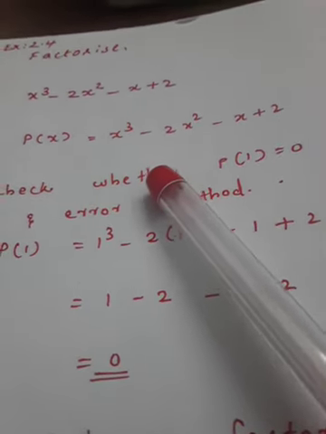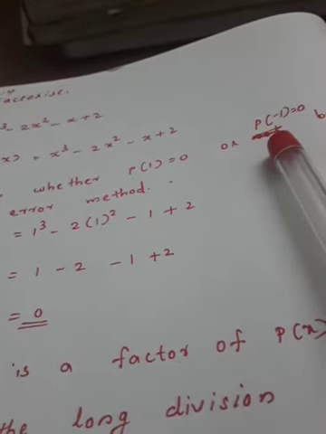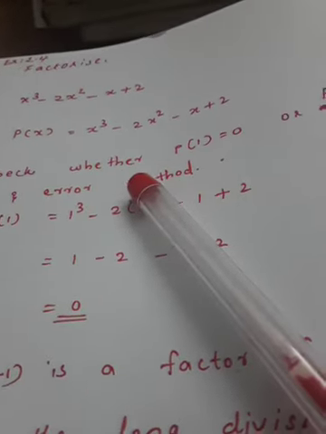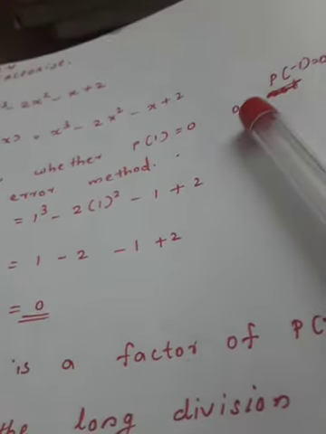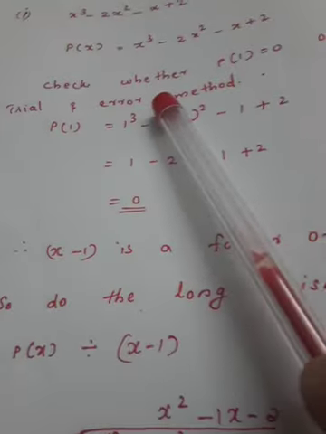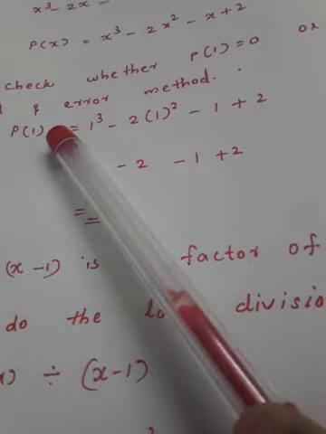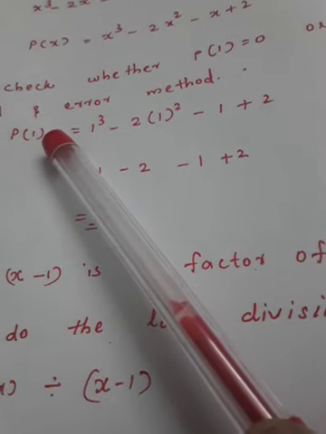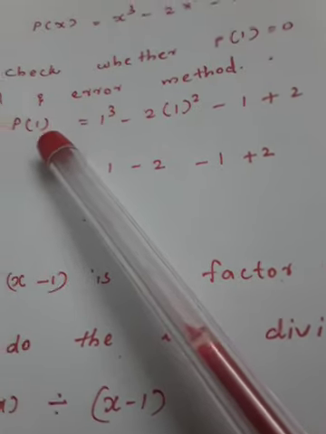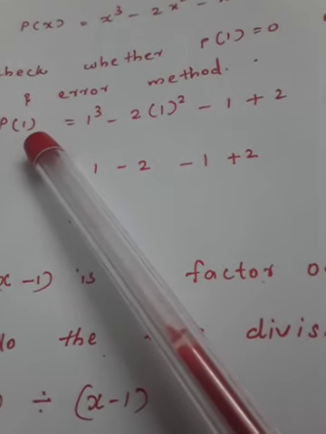So in the case of polynomials, p of 1 or p of negative 1 should be 0. So here first we want to check whether p of 1 or p of negative 1 is 0 by the trial and error method. That means first we check p of 1 is 0 or not. If p of 1 is not 0, then we check p of negative 1. That is what we mean by trial and error method.